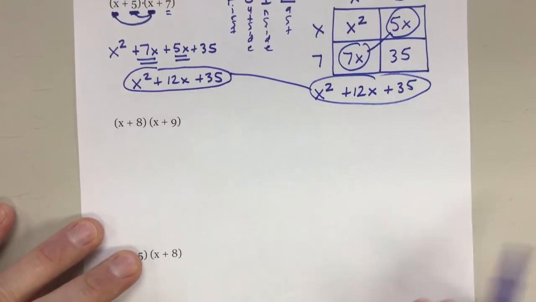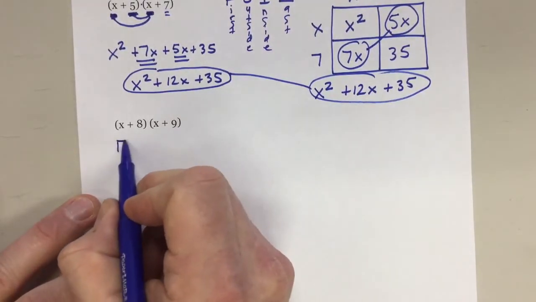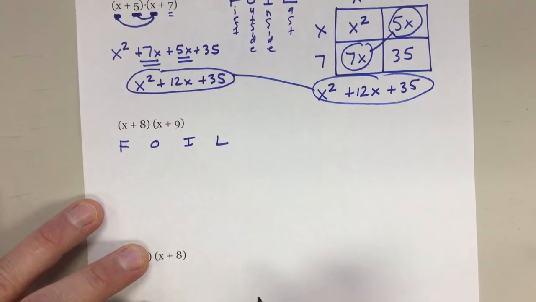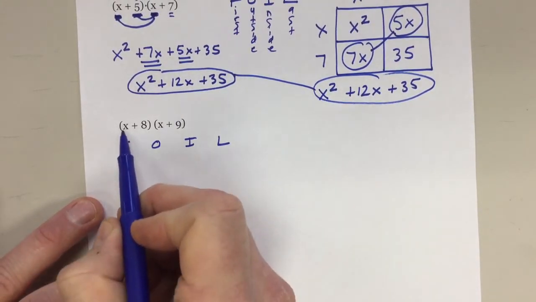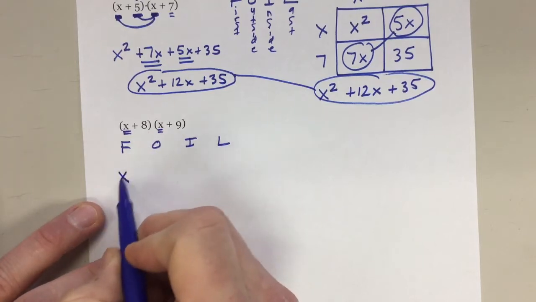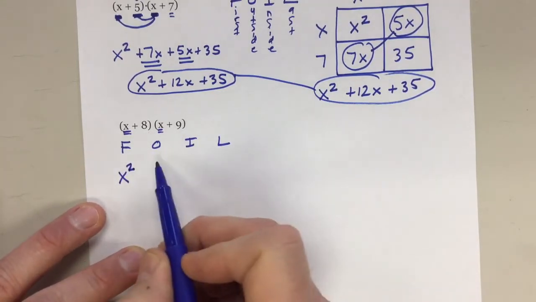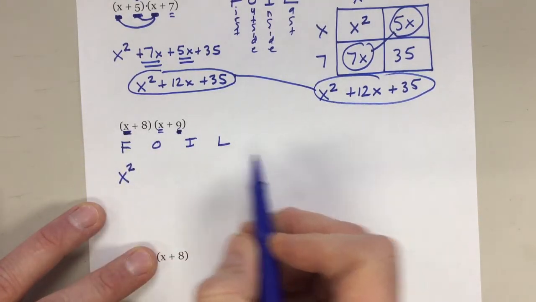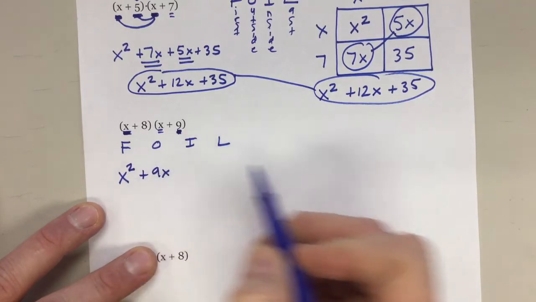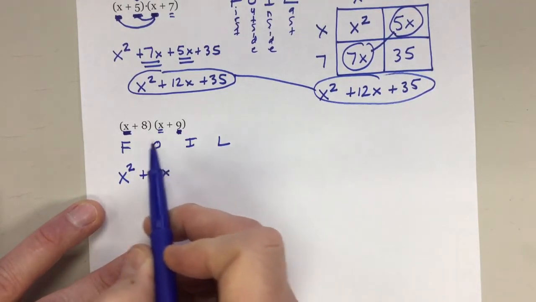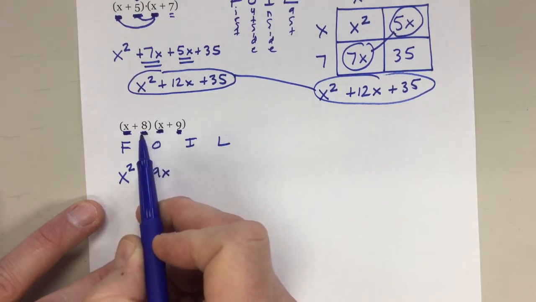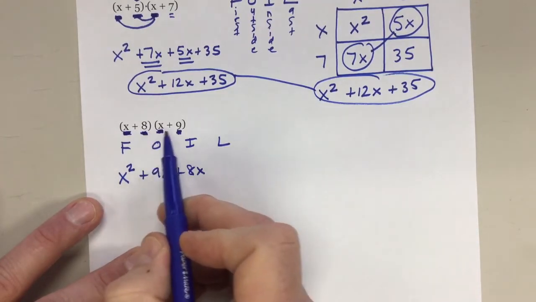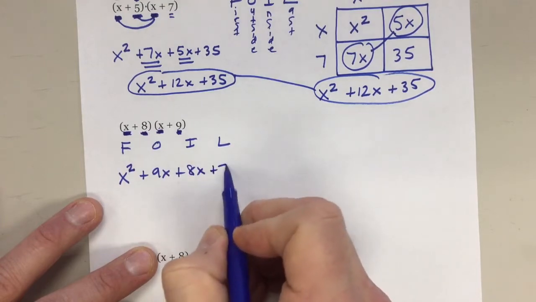Let's try this example. Let's use FOIL first. So it's going to be first, outside, inside, last. Some people write the word above where they're going to do the problem. And then F stands for first, so first term in each binomial. X times x is x squared. That frequently happens. O stands for the outside 2. This is an outside term. That's an outside term. So 9 times x is 9x. Inside I stands for the inside 2 terms, so these two. 8 times x is 8x. And L stands for the last terms. 8 times 9, the last term of each binomial, is 72.